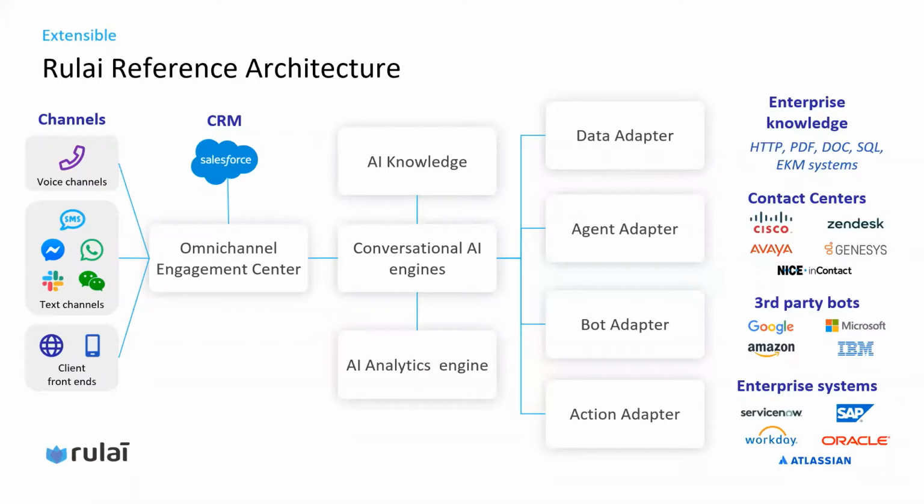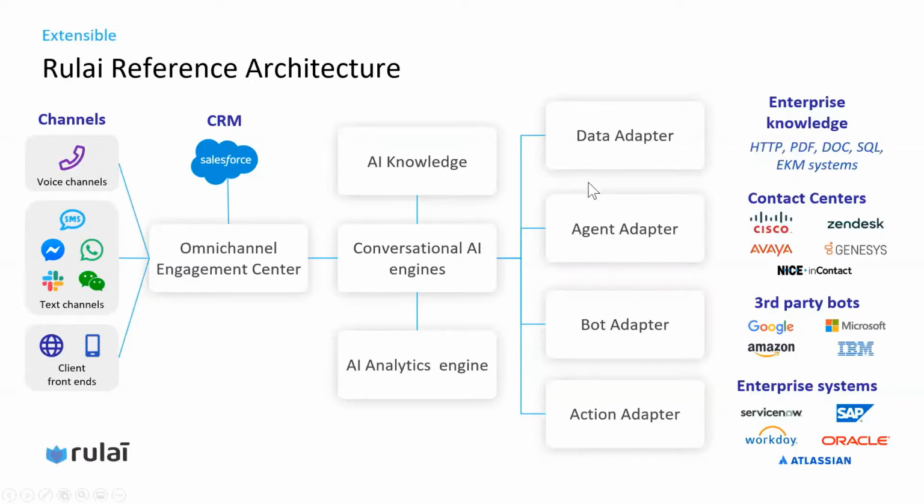Let me use the Rulai conversational solution reference architecture to illustrate what we mean by extensible. This is our architecture. In the middle, we have the conversation AI engine, the AI knowledge engine, and the AI analytics engine. Here, we have something we call the omni-channel engagement center. With it, the virtual assistant can support omni-channel. It integrates seamlessly with voice and text-based customer touchpoints. The virtual assistant can maintain state across the customer journey as a customer switches between channels.